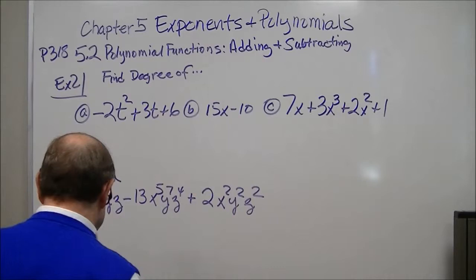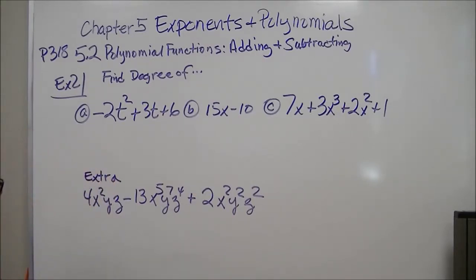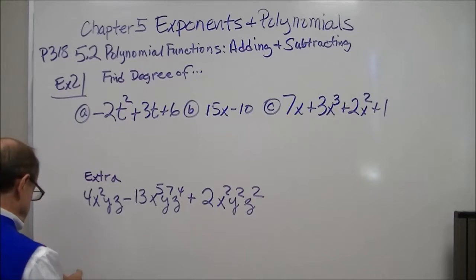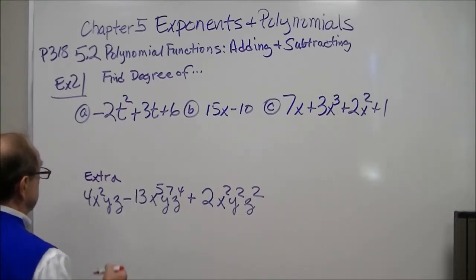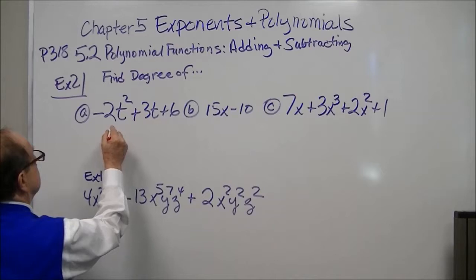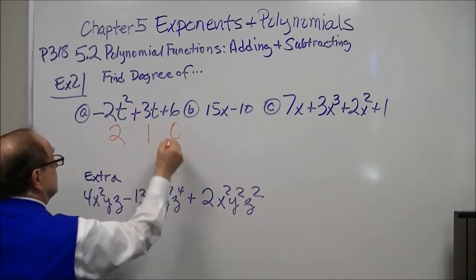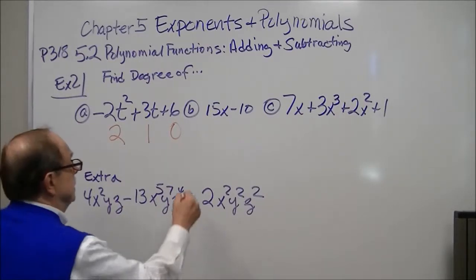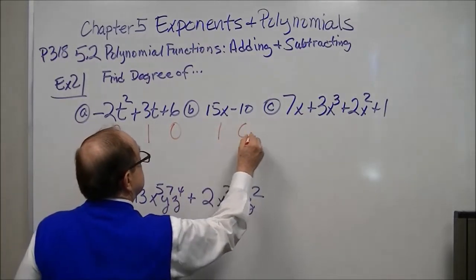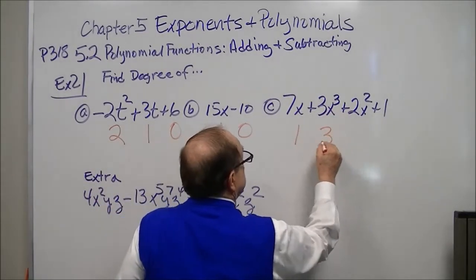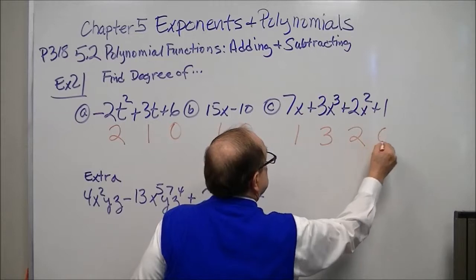Okay, in this case, they want us to find the degree now of the expression of the polynomial. So this is a trinomial made up of 3 terms. So what is the degree of this one? Well, this one is 2, this one is 1, and this is 0. This one is 1, and this is 0. This is 1, this is 3, this is 2, and this is 0.